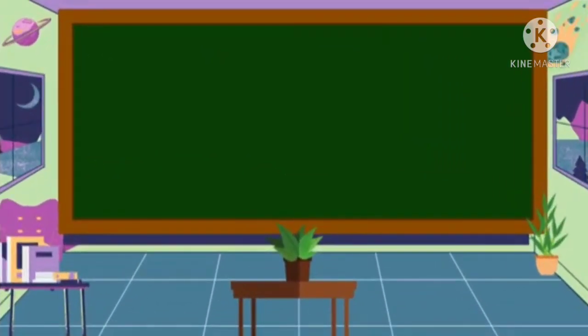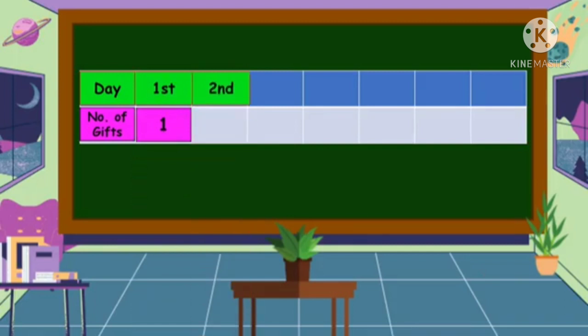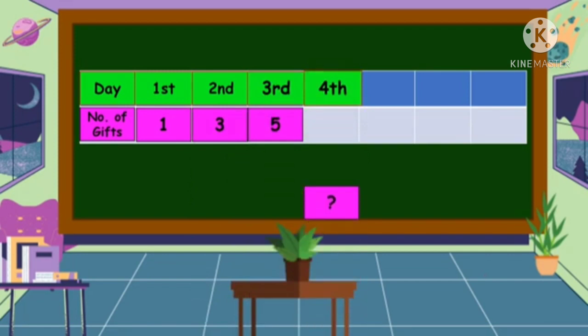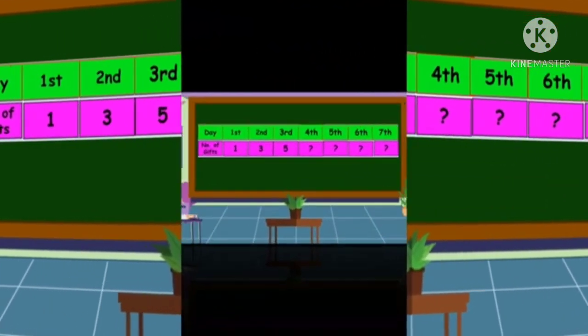To answer our problem, we're going to use a table. The first row represents the day. The second row represents the number of gifts. For the first day, her mother received 1 gift. For the second day, she received 3 gifts. For the third day, she received 5 gifts. For the fourth day, unknown. Fifth day, unknown. Sixth day unknown, seventh day unknown.